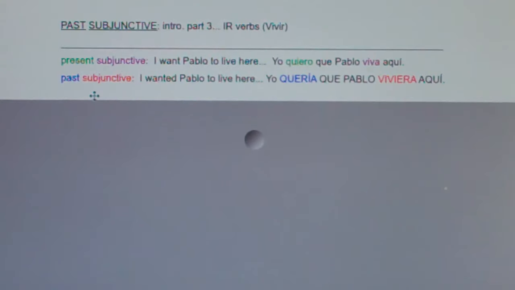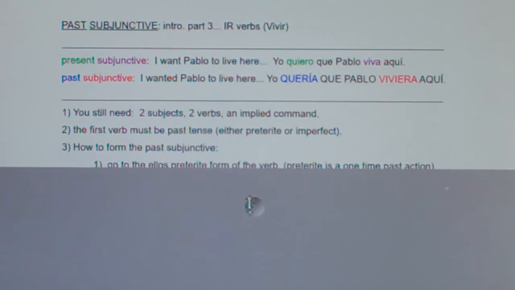Now watch this. Let's put it in the past tense. I wanted Pablo to live here. There are still two subjects, two verbs, and an implied command, but it's past subjunctive. So I wanted has to be in the past tense. Now, viviera is not yo form, chop the o, opposite vowel ending. Why is it viviera? Well, let's talk about that.